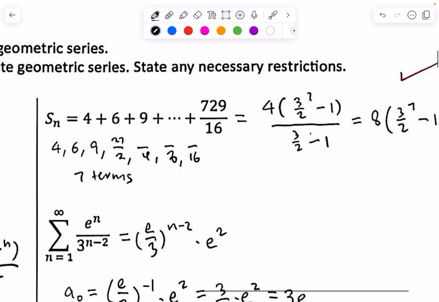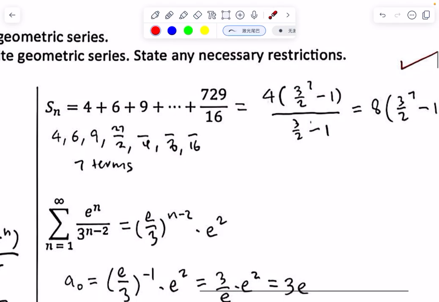So the first one, we have 4 plus 6 plus 9 plus dot dot dot plus 729 over 16. First of all, we need to find how many terms there are, and it turns out there are 7 terms. How do you find that quickly? You know that the common ratio r is equal to 3 over 2, because it's the next term divided by the first term. And so every time, your number is going to lose a 2.